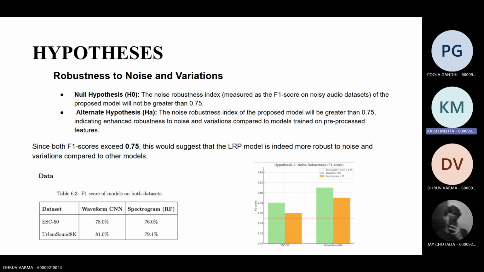So for that we have set an F1 threshold of 0.75, and as you can see, waveform CNN easily exceeds that. Obviously spectrogram also exceeds that, but there's a slight gap between waveform CNN and spectrogram. And while testing, we have used a t-test over here, and as we got a p-value less than 0.05, we conclude that the alternate hypothesis is suitable for this part of noise and variations. Next.